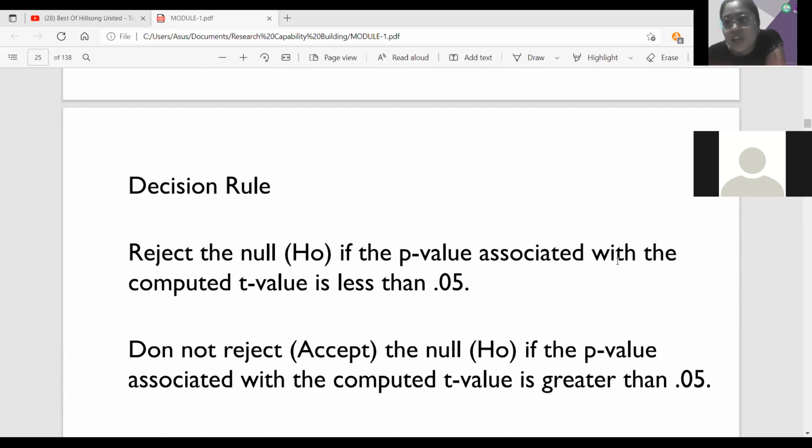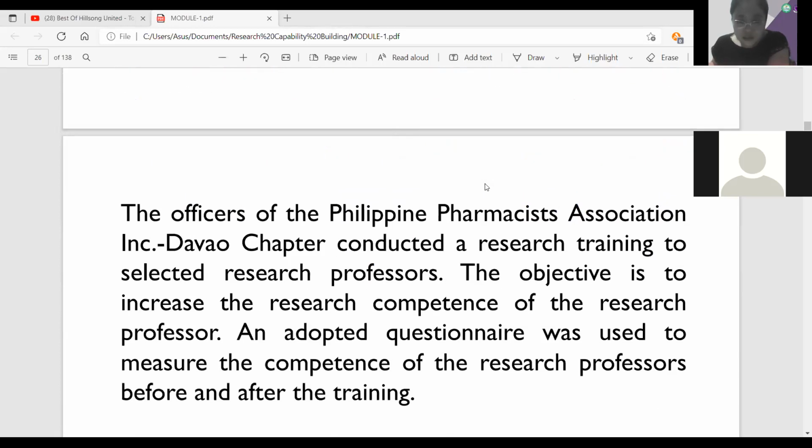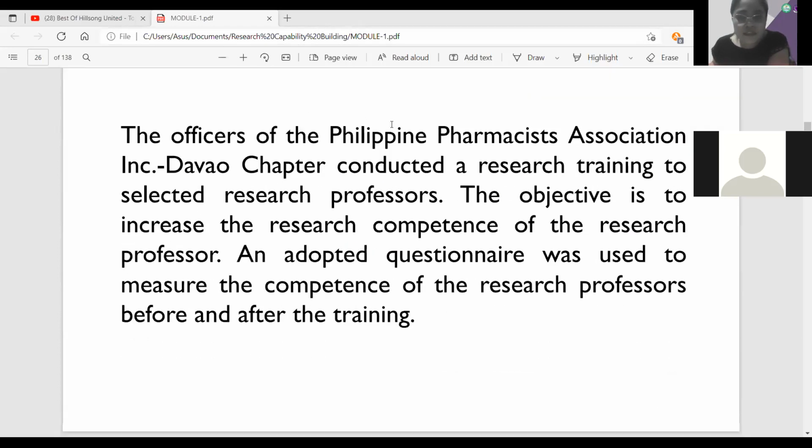Yung decision rule is the same with that of the independent sample t-test. We will look at the p-value. If it is lesser than 0.05, so you have to reject the null hypothesis. I-reject mo siya kasi merong significant difference. Okay? Pero if it's higher than 0.05, that's the time you accept the null hypothesis that there is no significant difference between the two groups. Okay? Let me give you an example.